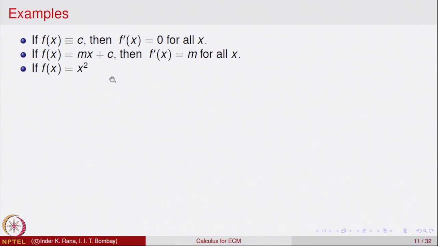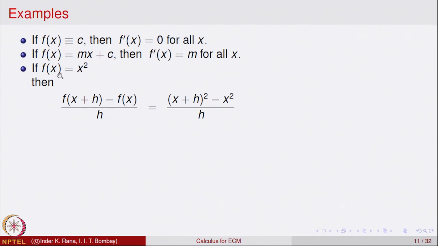Let us look at f of x is equal to x square, where x is a real number. To find its derivative at a point, what do we have to do? We have to look at f of x plus h minus f of x divided by h. What is f of x plus h? That is x plus h whole square, minus f of x, that is x square, divided by x plus h minus x, that is equal to h. We have to find the limit of this quantity as h goes to 0.